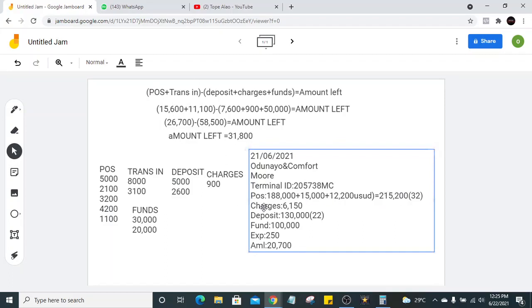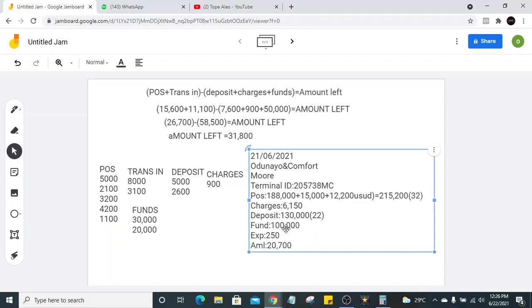So the deposit, you can see deposit 130. You can see charges is 6150. The charges is you add the charges for the POS, that is for the withdrawal, and the charges for deposit. Maybe you have another service too. These are the commissions she collected from the customers. So you add POS charges plus transfer in charges plus deposit charges. That gives you the total charges here.